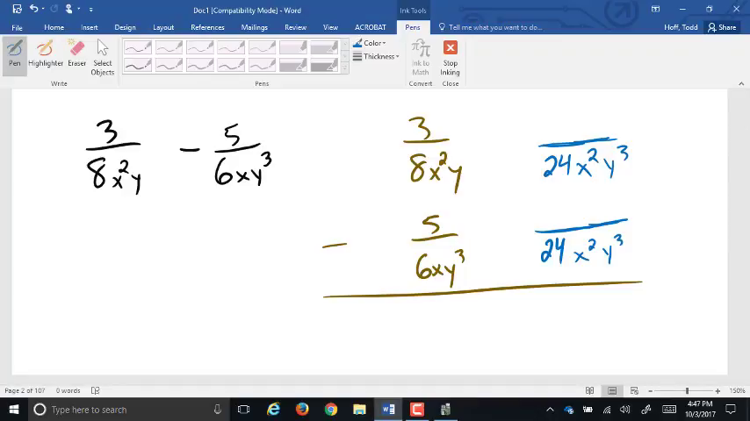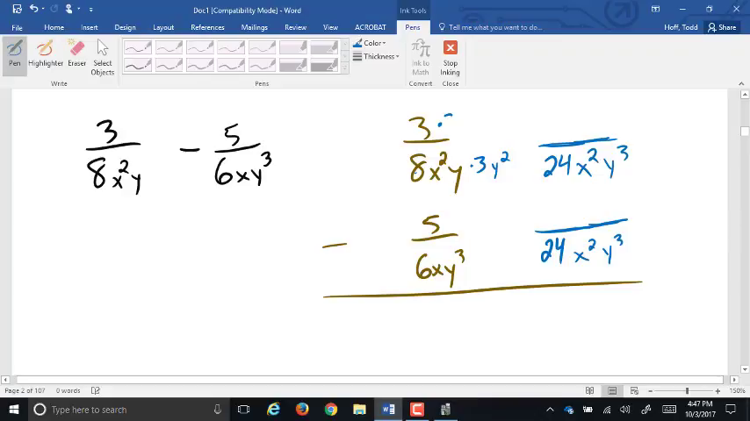Okay. So now 8 times 3 makes 24. Oops, I don't know why I put an 8 there. 8 times 3 makes 24. X squared, we don't have to do anything to make that x squared. Y times y squared makes y to the third. So we multiplied by 3y squared. We have to do the same to the numerator. 3 times 3y squared is 9y squared.